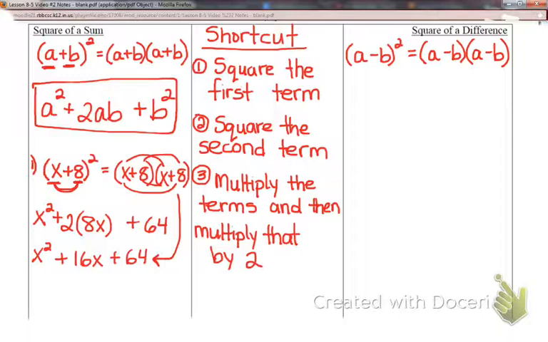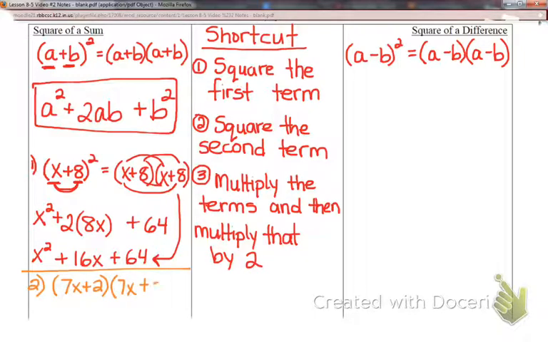Let's do one more example to practice our shortcut here, squaring a sum. Then we'll go over and we'll square a difference, and you'll see how similar they are. Our other example here, I want to just write it out as 7x plus 2 times 7x plus 2.